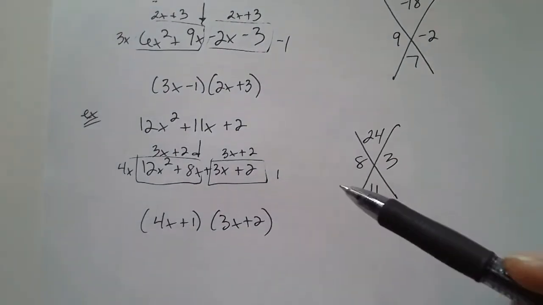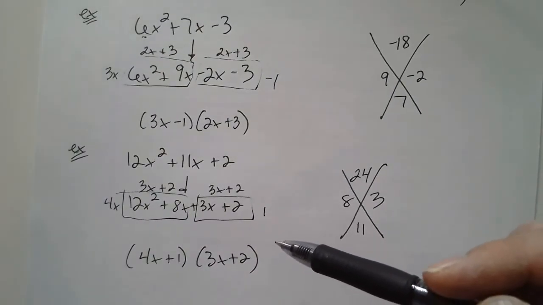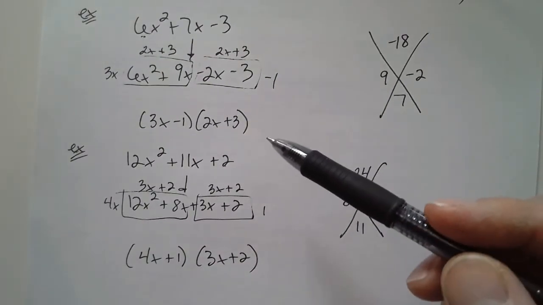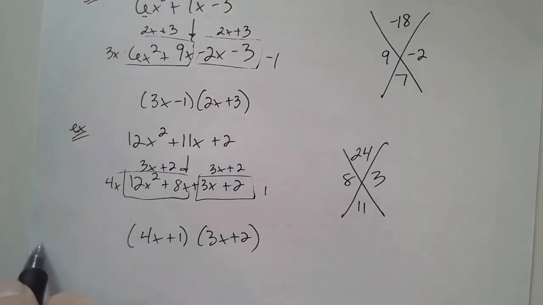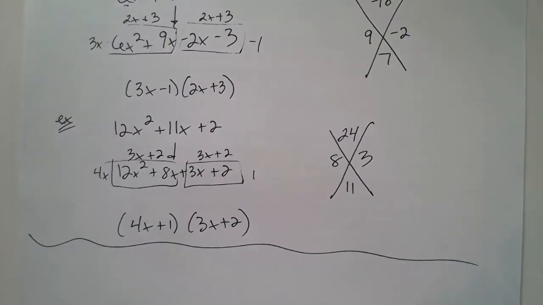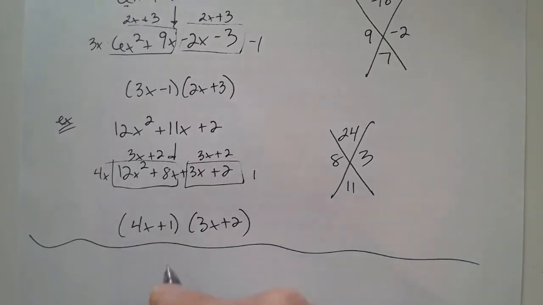You won't see a lot of these in 7.3. Most of what is in 7.3 is greatest common factor and just regular diamond problems. Maybe a little bit of difference of squares. Okay, 2 more that I'm going to talk about.